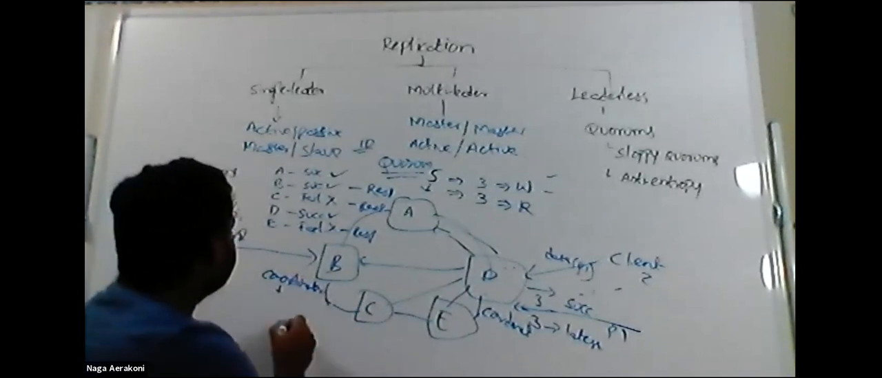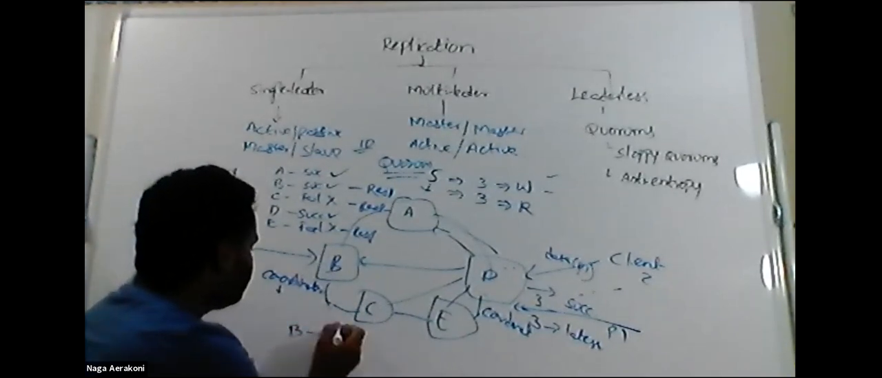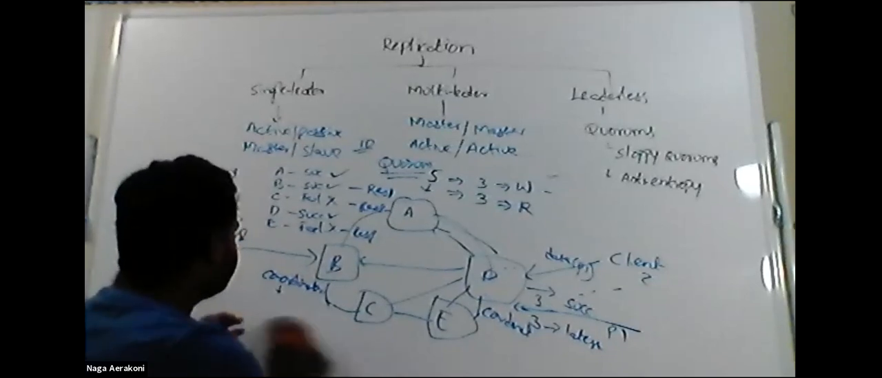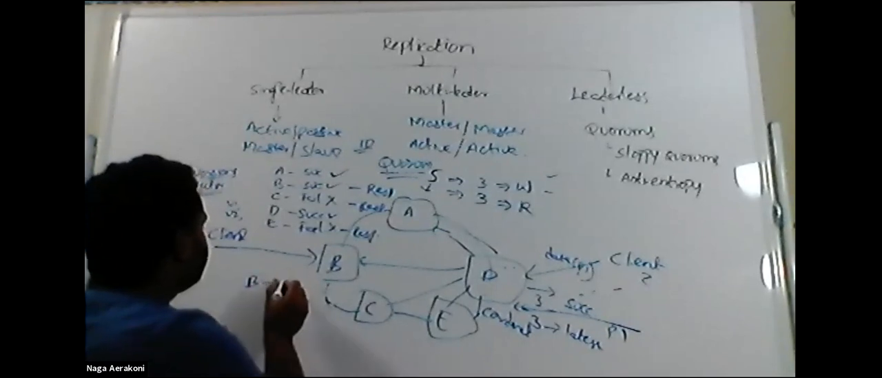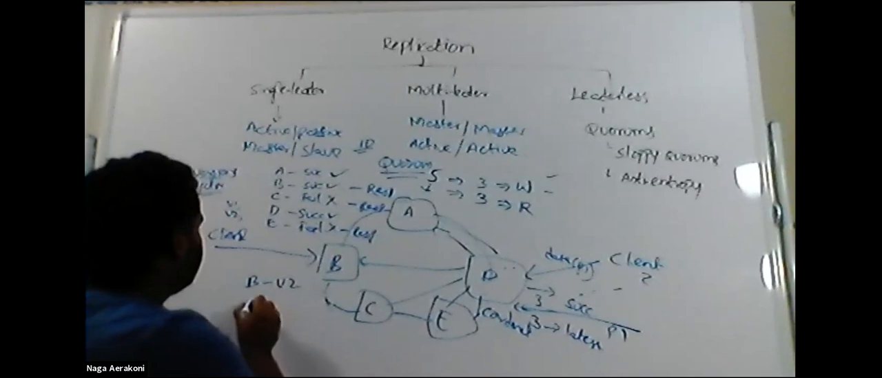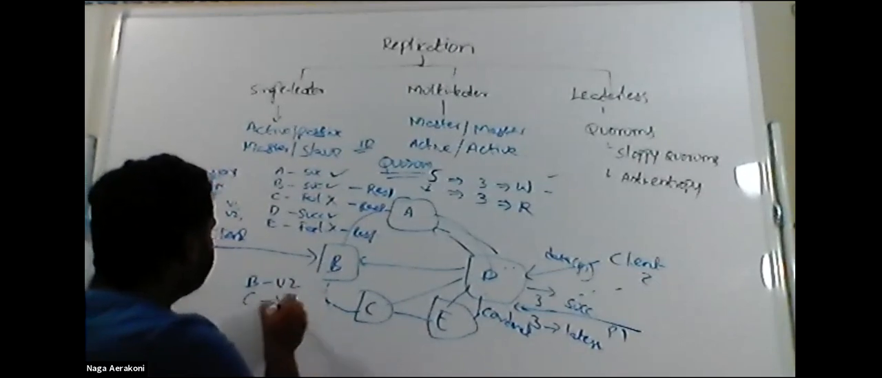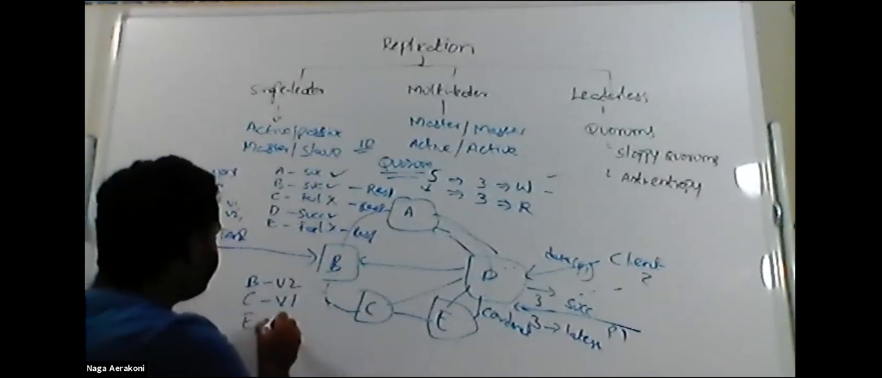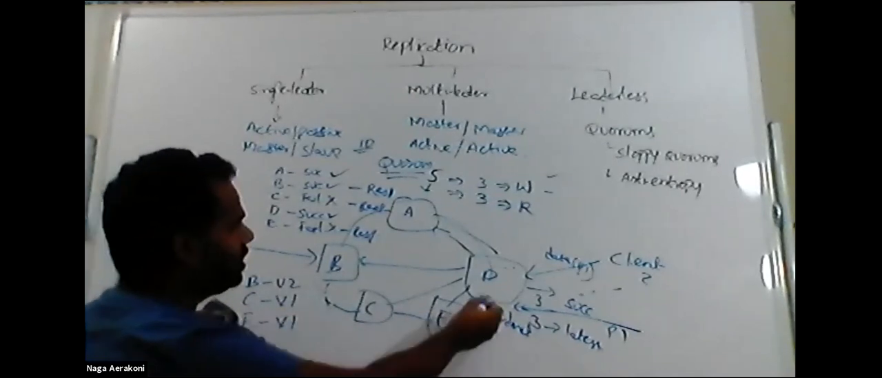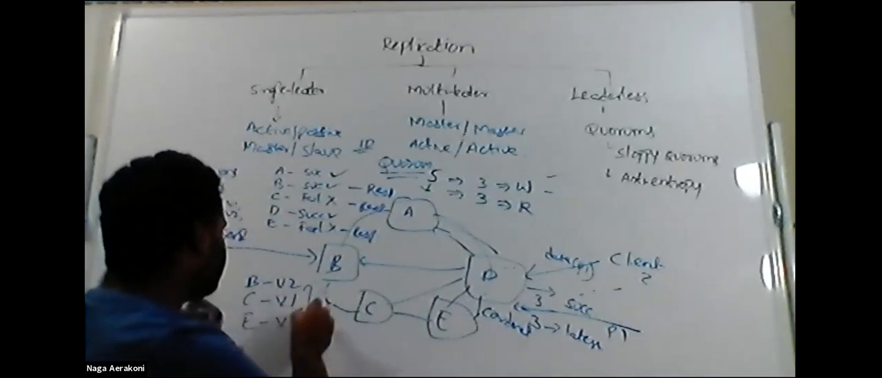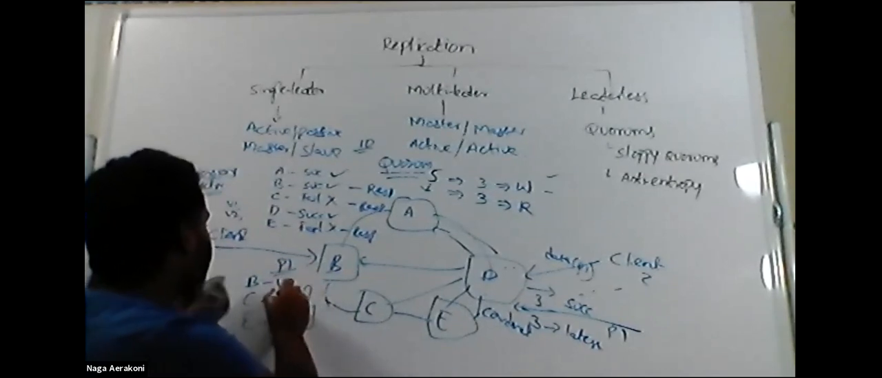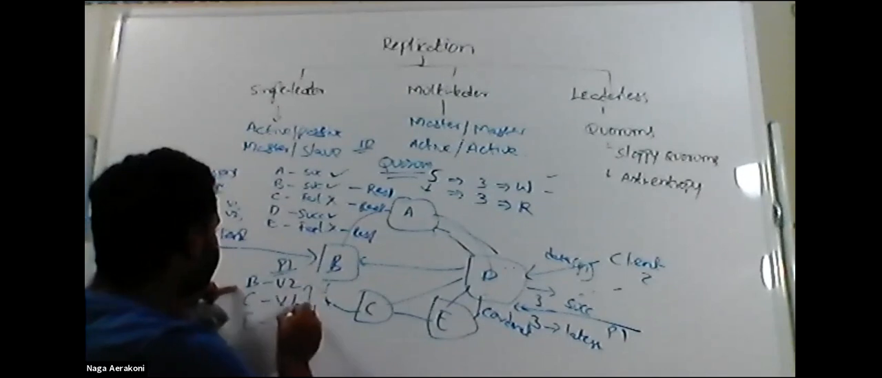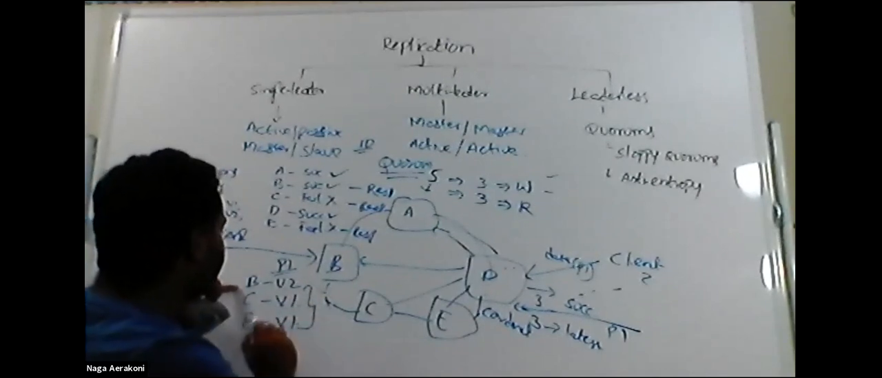So let's say that B responded with, I don't know if this is visible, let me write it here. Let's say the latest version was V2: B responds with V2, C responds with V1, and E responds with V1. Now the coordinator node D looks at this data: B is returning version V2, C is returning V1, and E is returning V1.